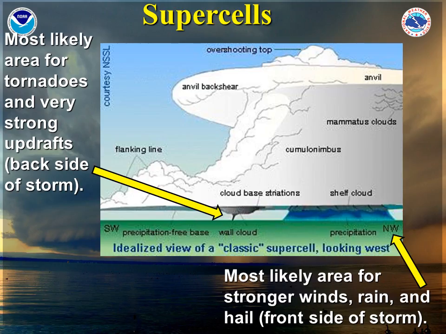We begin this lesson with a look at supercells, the most powerful of all thunderstorms. The arrow on the left shows the most likely area for strong updrafts and tornado formation on the back side of the storm. On the front side of the storm is where we expect the most likely area for winds, rain, and hail.